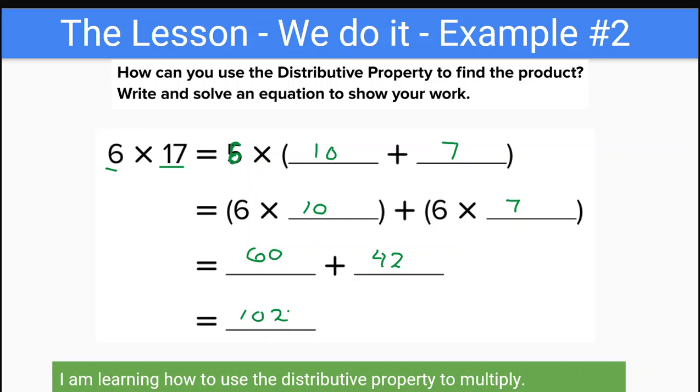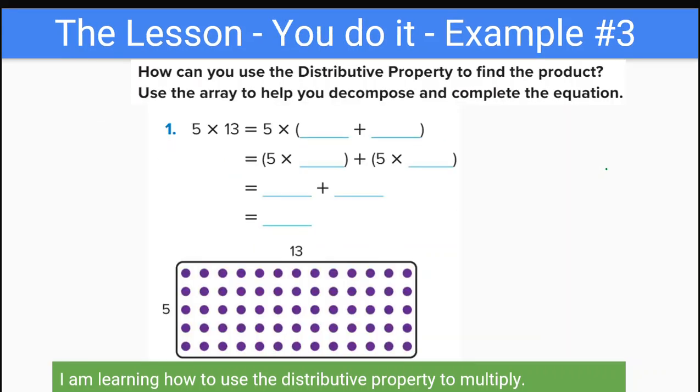102. Okay, so kids, right now you're learning how to use the distributive property to multiply. Now you could have broken up that 17 in any way you want. You could have gone 9 plus 8 if you wanted to, because that makes 17, right? You could have gone 13 plus 4. It doesn't make any difference. 10 plus 7 seemed to be the easiest way to do it, and that's the way the book does it. Okay, well, let's try another one right here.